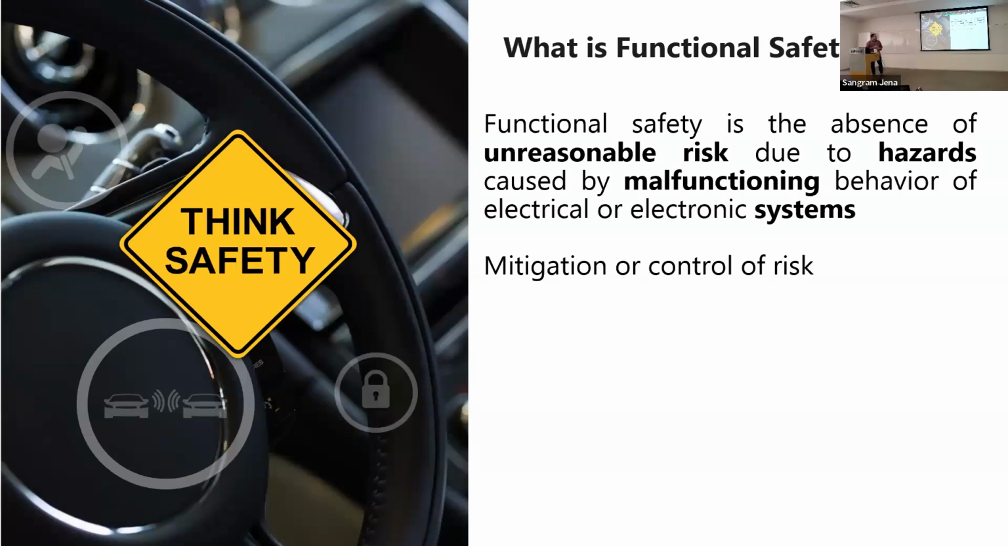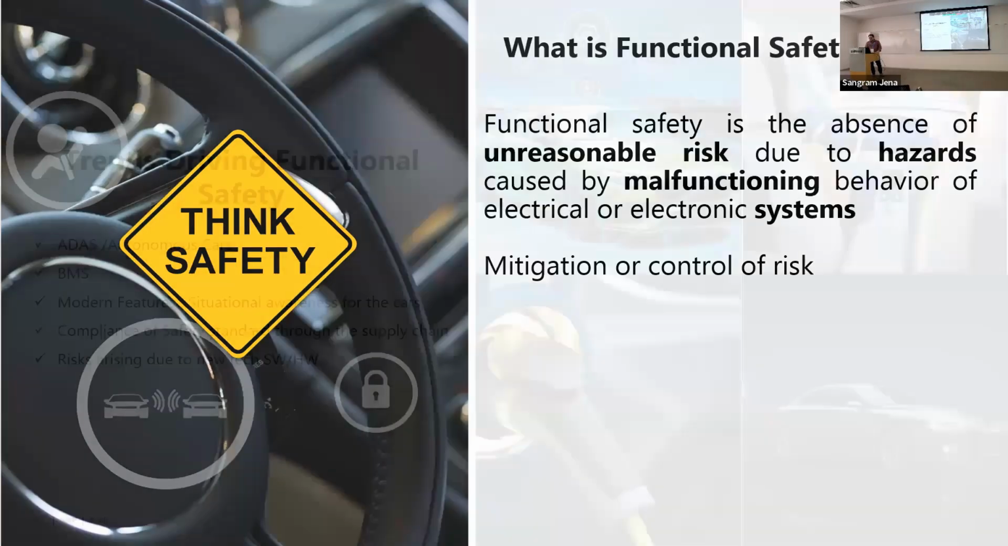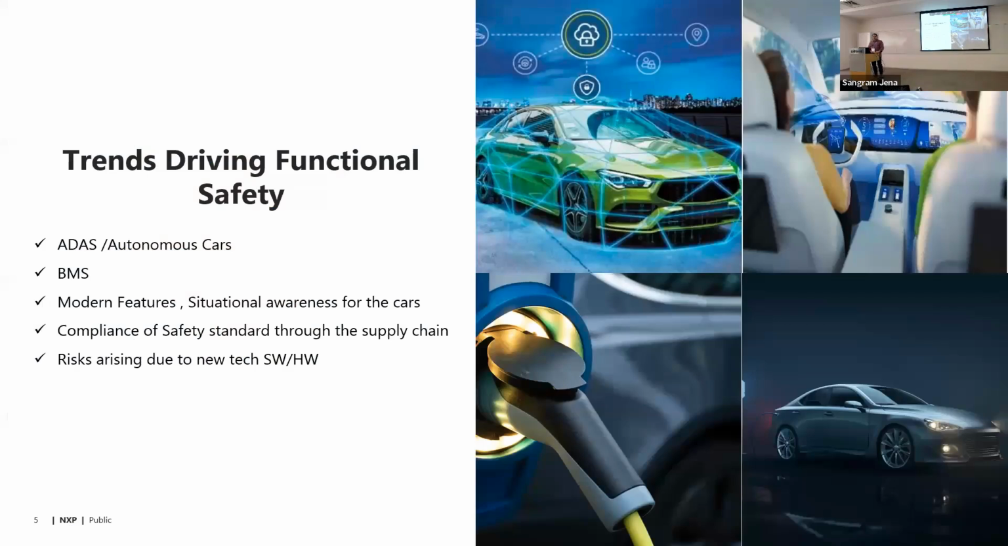So mitigation measures can be taken so that there is no unreasonable risk to the driver ultimately. We all know what the trends are that are driving functional safety. One of the major reasons is we have all kinds of features. We are moving towards autonomous cars. We are moving towards battery operated vehicles, and that is where systems like BMS come into the picture, which have their own functional safety demands.